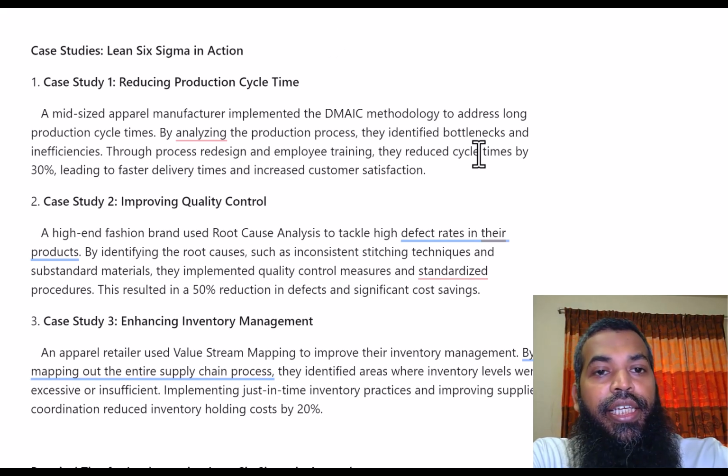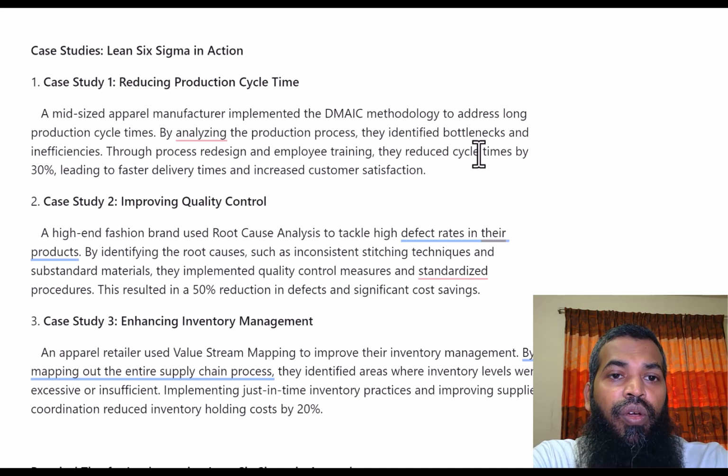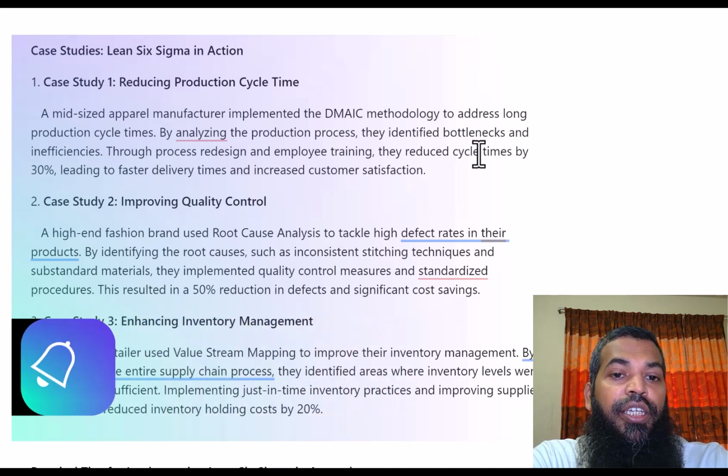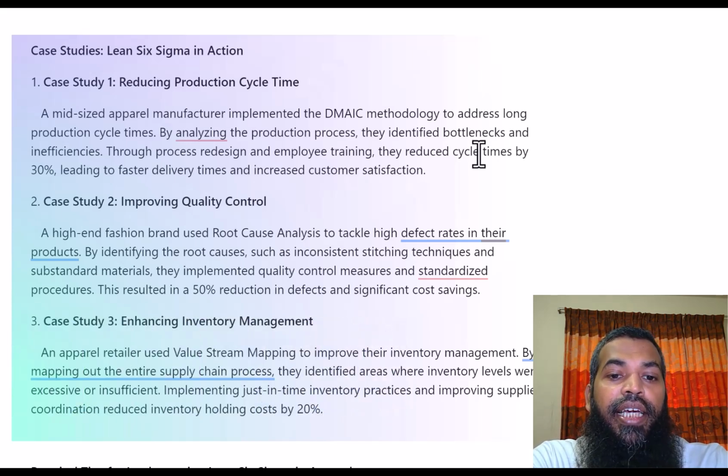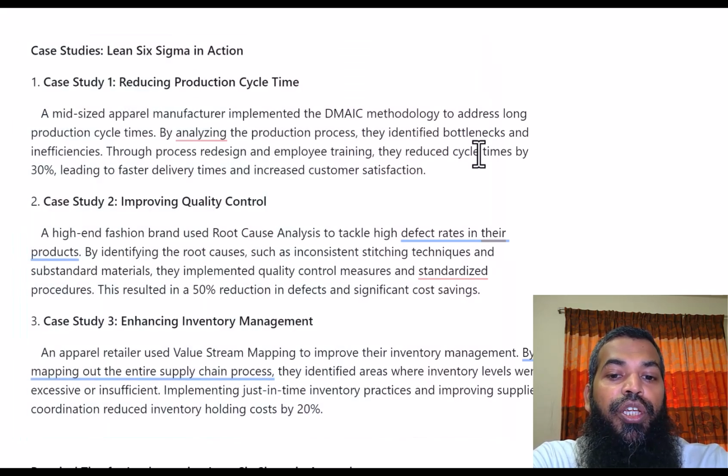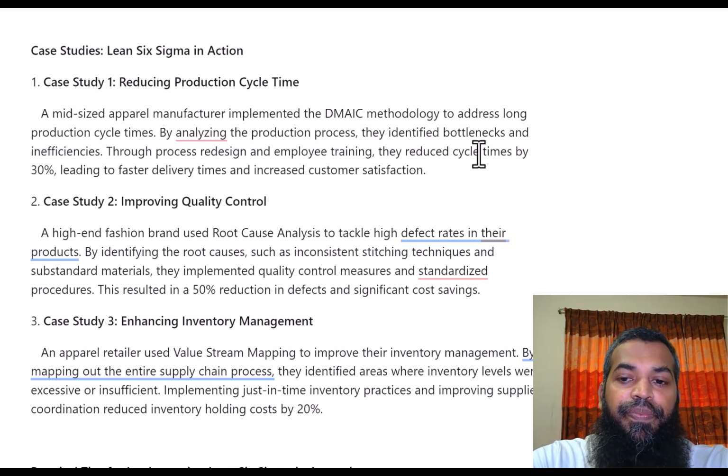Here are three case studies. Case study 1 shows reducing production cycle time by implementing Lean Six Sigma. Then another case study, improving quality control. Then another case study that enhanced inventory management, reducing inventory holding cost by 20%.